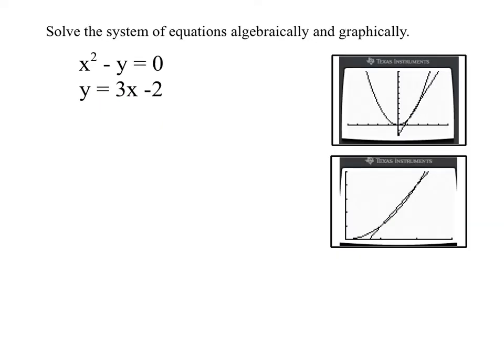All right, so solve this system of equations algebraically and graphically. So here it is graphically. Again, you're going to want to make sure both equations are solved for y. So I'm going to look at solving this equation for y. If we subtract x squared, we get negative y equals negative x squared. So positive y equals positive x squared.